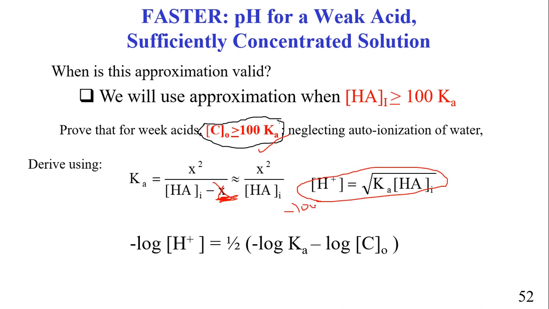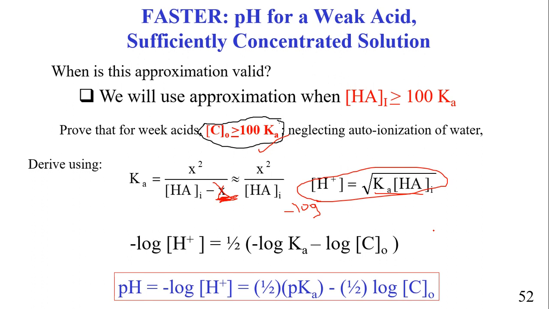Take the minus log of both sides. So this would be minus log of H plus equals, the square root comes down in front of the minus log, and then the minus log goes inside of here. Minus log of a multiplication is the minus log of the addition of them. So minus log of Ka minus the log of C0. C0 again is the initial concentration of that acid.